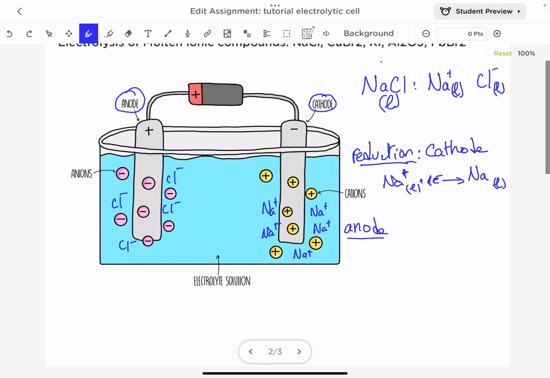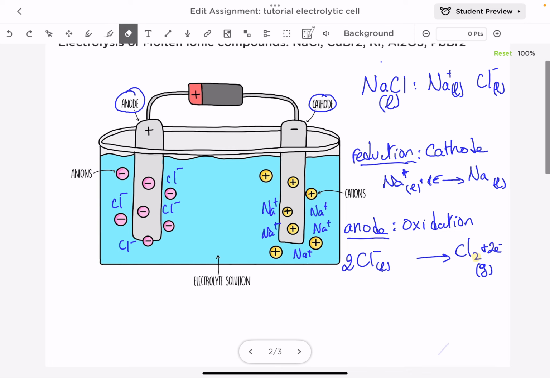And at the anode, the anions attracted to the anode will undergo an oxidation. So Cl-, which is liquid in our case, will give Cl2. In most cases, the anion in the compound, if it's a monoatomic ion, is going to give you a diatomic molecule. So since I have Cl2 here, I'm going to balance this with 2 Cl- and add 2 electrons over here. However, Cl2 is a gas and Cl- is a liquid.